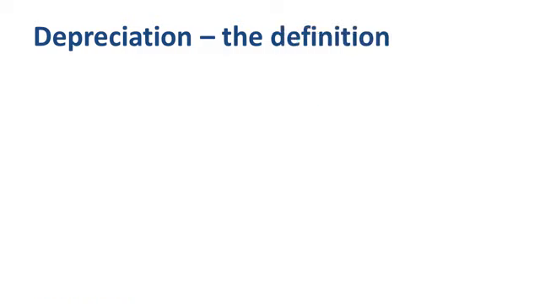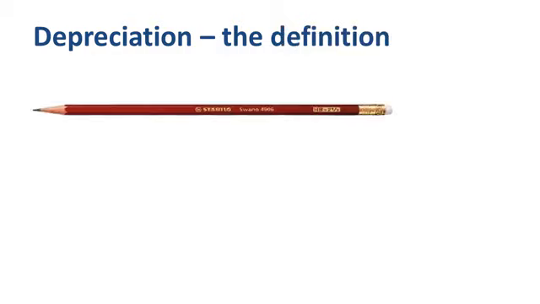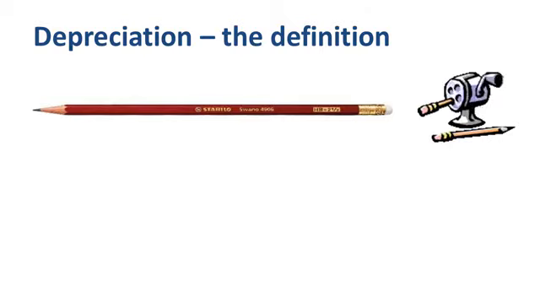Now that you get the main idea, let's define depreciation more precisely. If you see this pencil as a fixed asset, then depreciation is the sharpening of the pencil. The more you use the pencil, the more you will have to sharpen it, and the shorter the pencil gets until it is eventually fully depleted. In short, you can see depreciation as a pencil losing its pencilness.